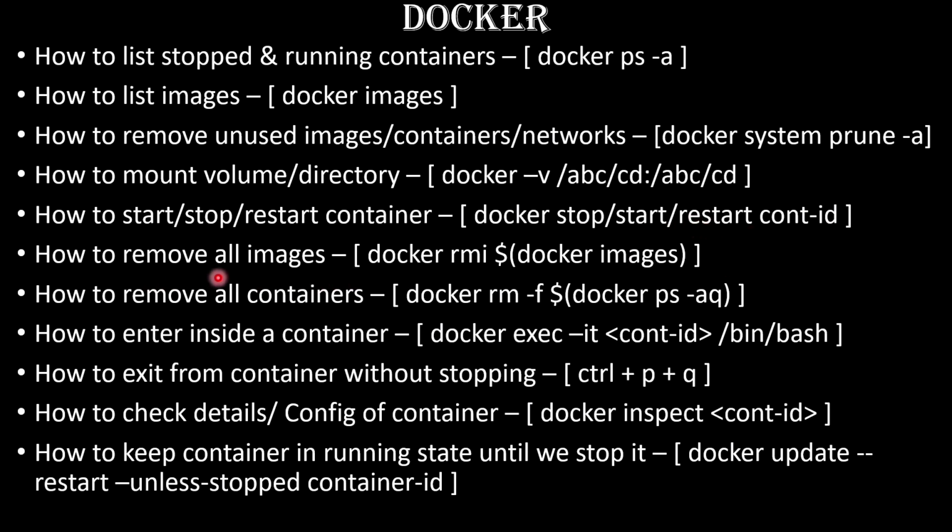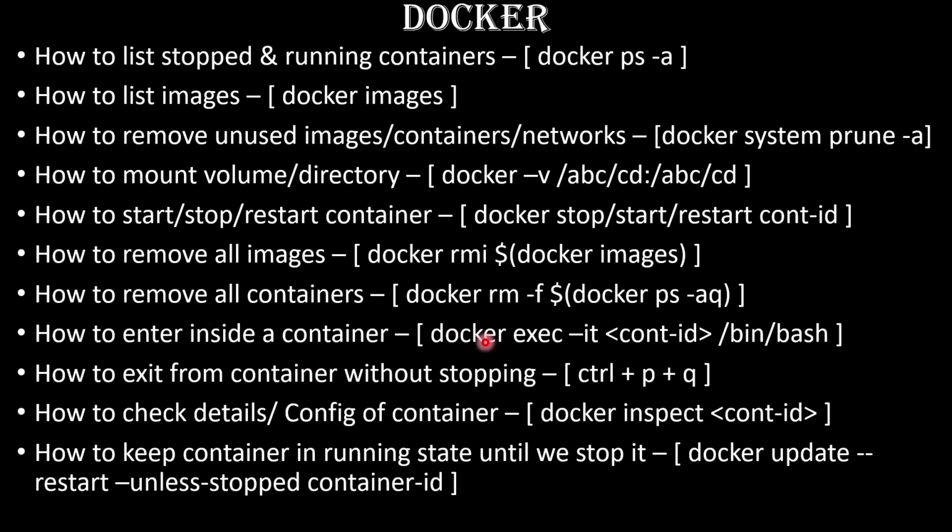And if you're trying to remove all the images in one shot, you can use this command: docker rmi $(docker images -q). And if you are trying to remove all containers in a single go, then you can use docker rm -f. The -f indicates both stopped and running containers will be removed. And inside the brackets you need to mention docker ps -aq.